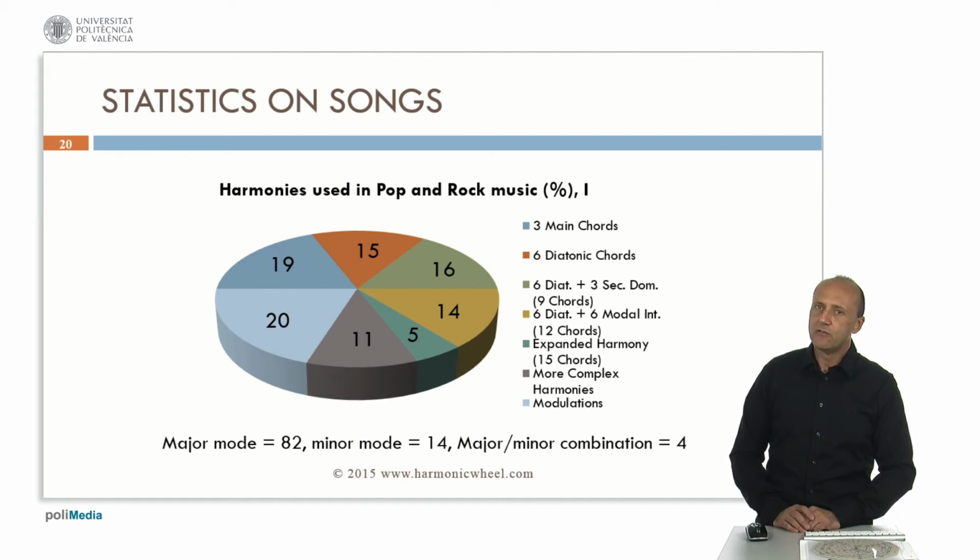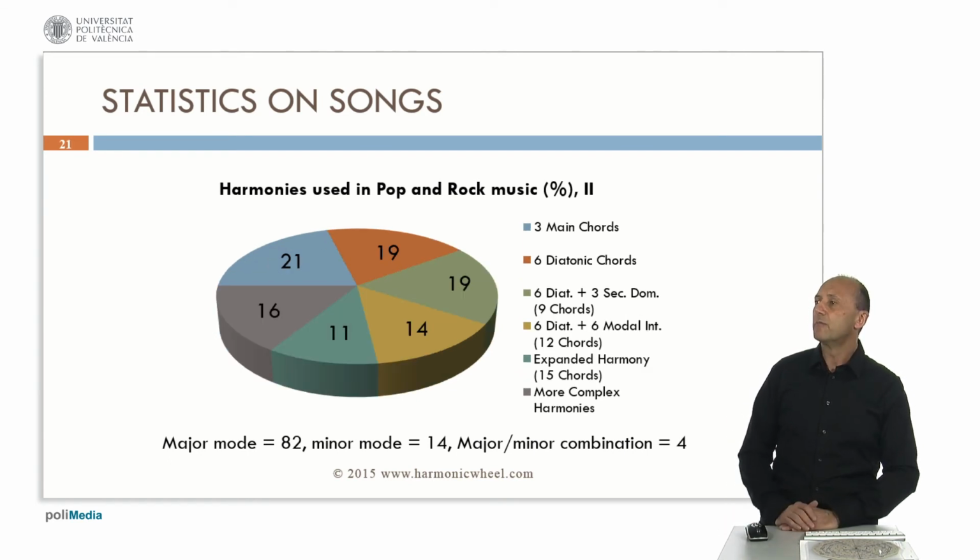Now we are going to analyze the 20% of songs containing modulation. To do so, we take each of those songs and divide them into single key sections. From those sections, we choose the most complex one and classify it in the other groups.